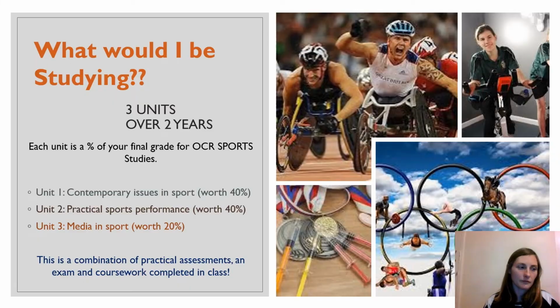The Sports Studies course is made up of 3 units over 2 years, each assessed in a slightly different way and awarded different weightings, which when combined forms your final grade for OCR Sports Studies. We study the 2 compulsory units, which are contemporary issues in sport, which is worth 40% and assessed in an exam at the end of year 11, and the practical sports performance unit, which is also worth 40%, and that's assessed through coursework, through practical sports performance, and by watching you as a leader in sport. Finally, we study the media in sport unit, which is an optional unit, and that's worth the final 20% of your grade.